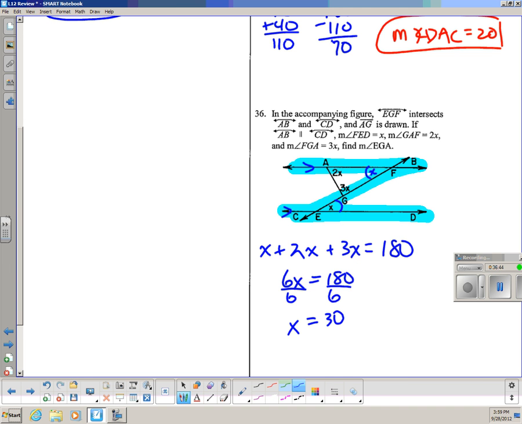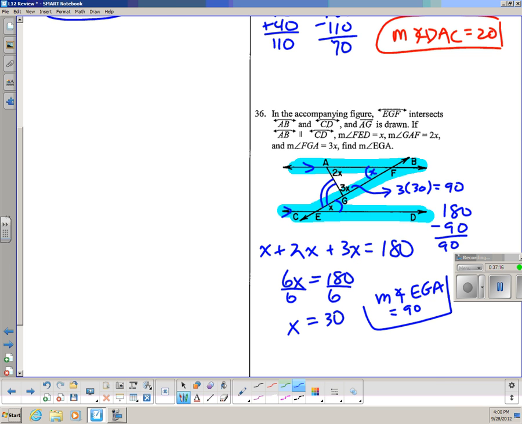They're asking for angle EGA, which is right here. But I can get its next door neighbor, its linear pair partner there, by plugging in the 30 into the 3x. So I have 3 times 30 is 90. And since those two angles, the one I want and the current one I'm working with, lie in a straight line together, I can subtract from 180. 180 minus 90 is 90. And that is the measure of angle EGA, is 90. Perfect.